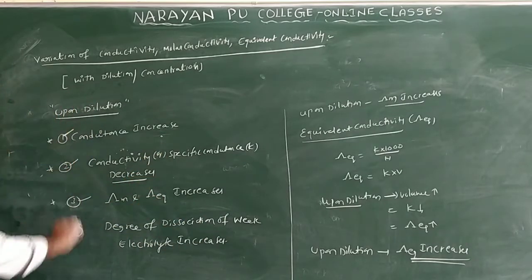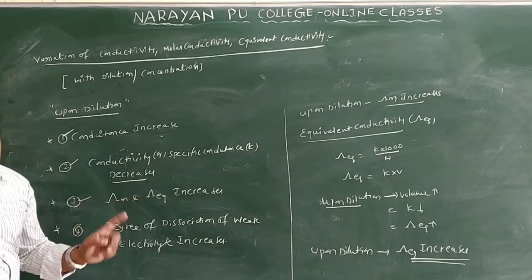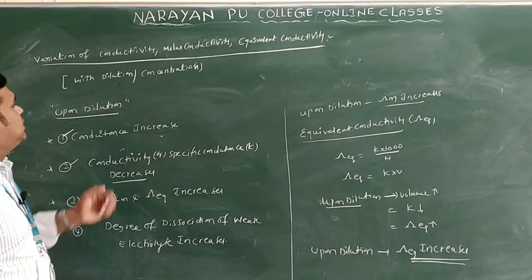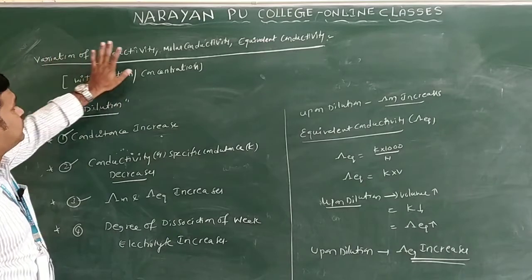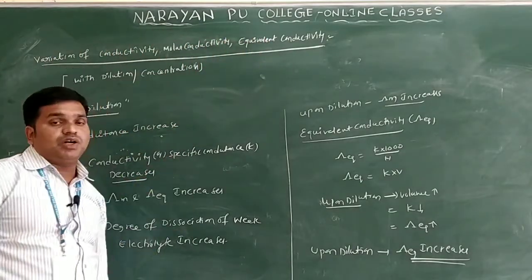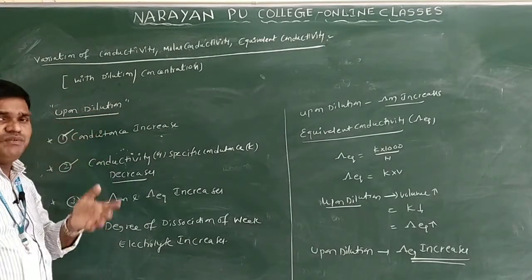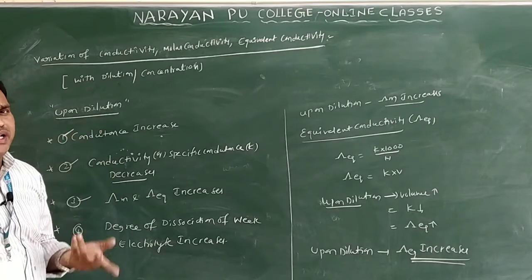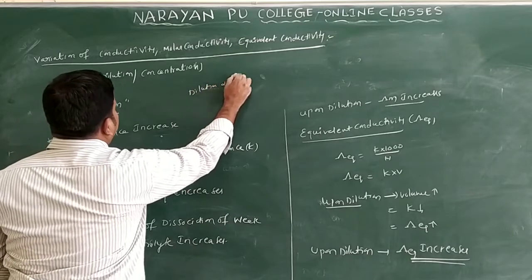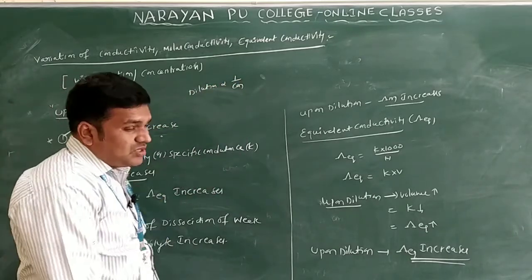Upon dilution, conductance increases, conductivity decreases. Molar conductivity and equivalent conductivity increase, and the degree of dissociation of a weak electrolyte increases only. So this is regarding the variation of conductivity, molar conductivity, and equivalent conductivity with dilution, or concentration only. So what is the relation between dilution and concentration? If the dilution increases, concentration decreases only. Dilution is inversely proportional to concentration. If the dilution increases, concentration decreases.